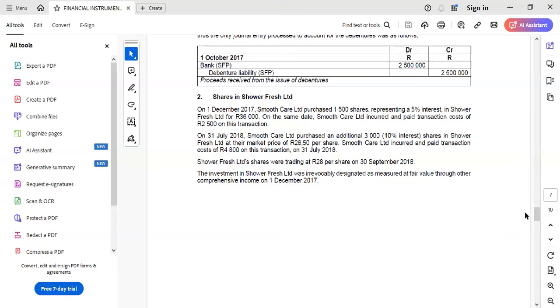A Smooth Care Limited incurred and paid transaction cost of 4,800 on this transaction on 31 July 2018. Shower Fresh Limited shares were trading at 28 Rand per share on 30 September 2018. The investment in Shower Fresh Limited was irrevocably designated as measured at fair value through other comprehensive income. So you can see here, although it's LTD, these guys have classified it as at fair value through other comprehensive income.